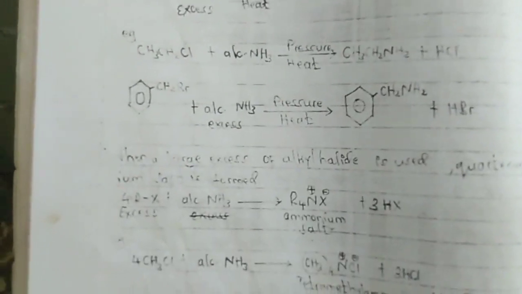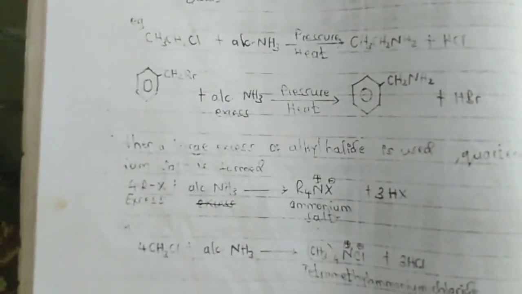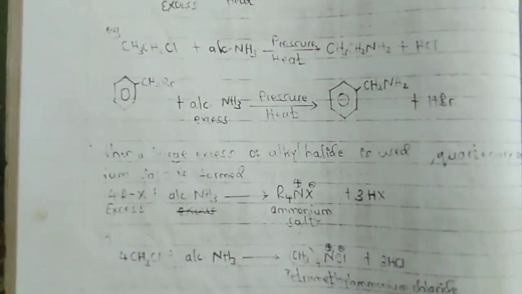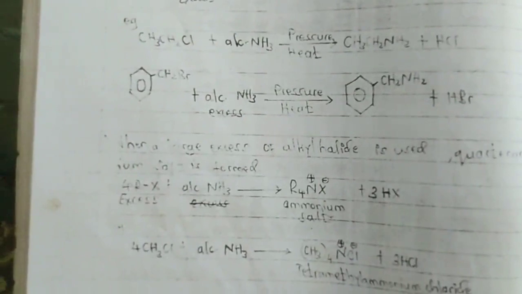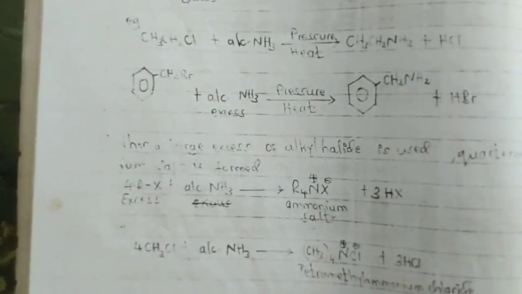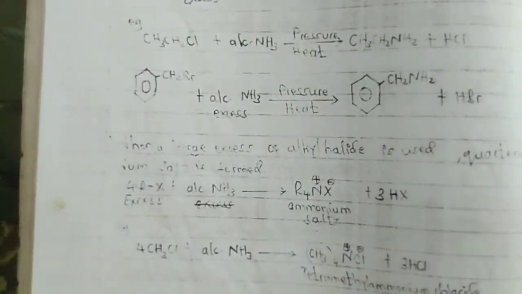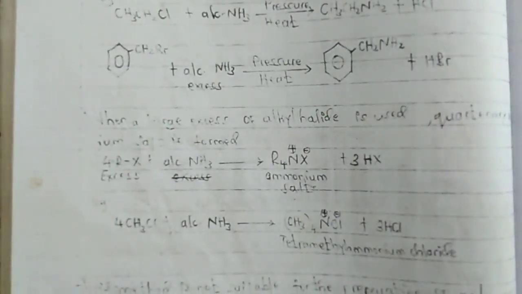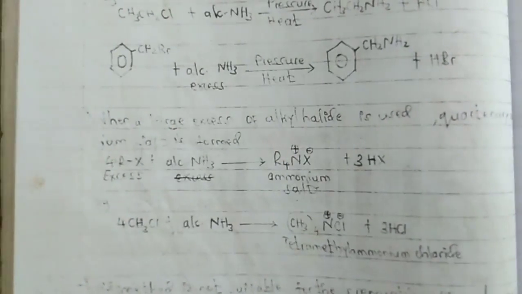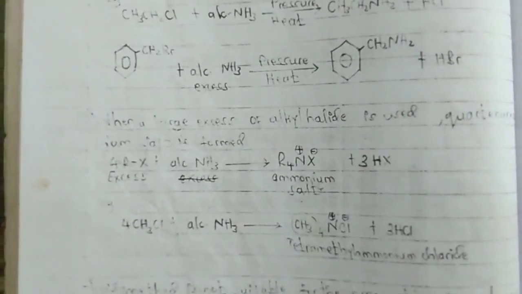When a large excess of alkyl halide is used, a quaternary amine salt is formed. That means concentration ya alkyl halide ikiwa ni excess, tunapata quaternary amine ambayo kwa mfano ni tetramethyl ammonium chloride. Hiyo ni salt sasa unaona.